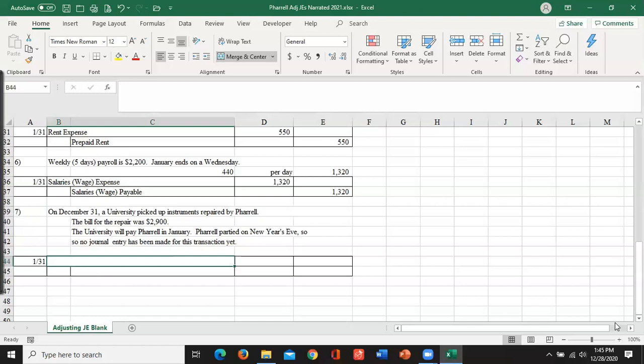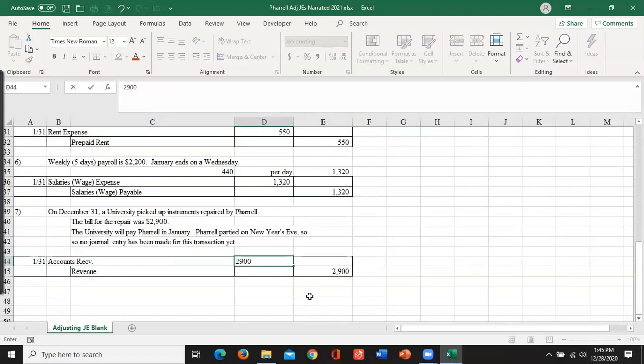So we have to, because if they picked it up on the 31st, that's revenue in that year. Remember, revenue is a credit. So we need revenue or sales, whichever one you like, for the $2,900. The people haven't paid for it yet, so that means it's an accounts receivable for the $2,900. And those are our adjusting journal entries that we have to make.